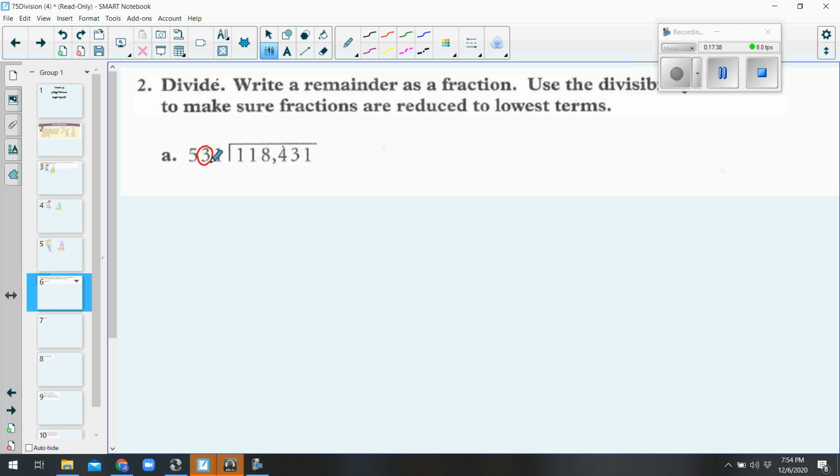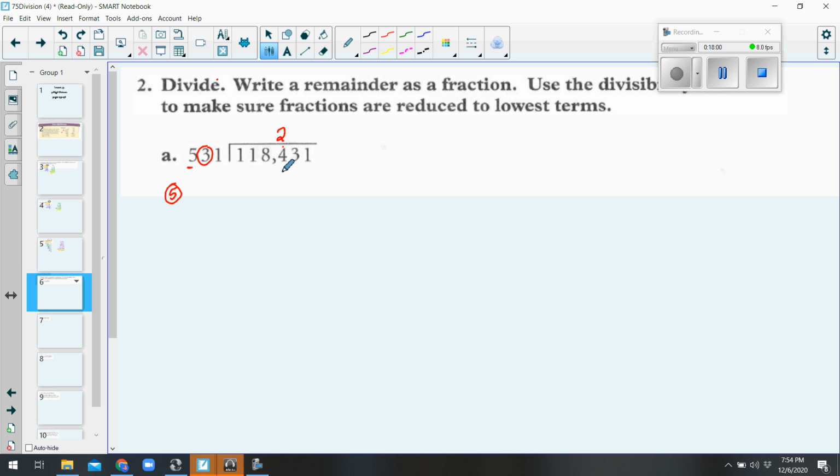So my second digit is a 3, and it is less than 5, so I'm going to keep my first digit 5 to be my guessing number. So ask yourself, will 5 go into 1? No, it won't. Will 5 go into 11? Yes, it will. It will go 2 times. So I'm guessing that 531 will go into 1,184 2 times.